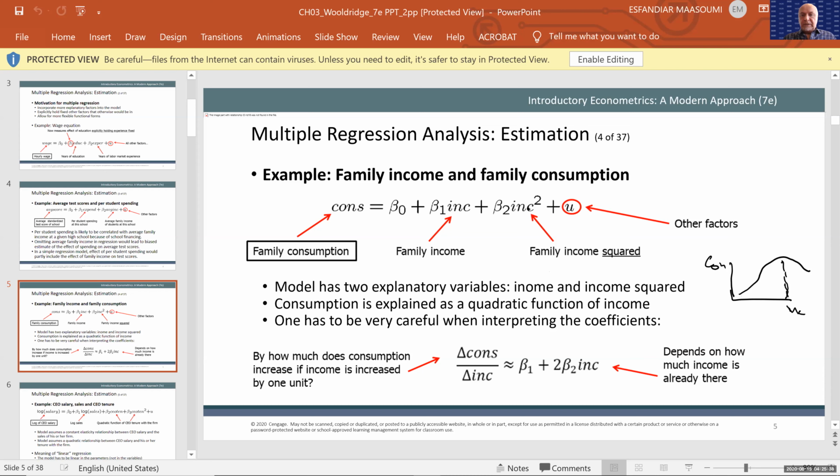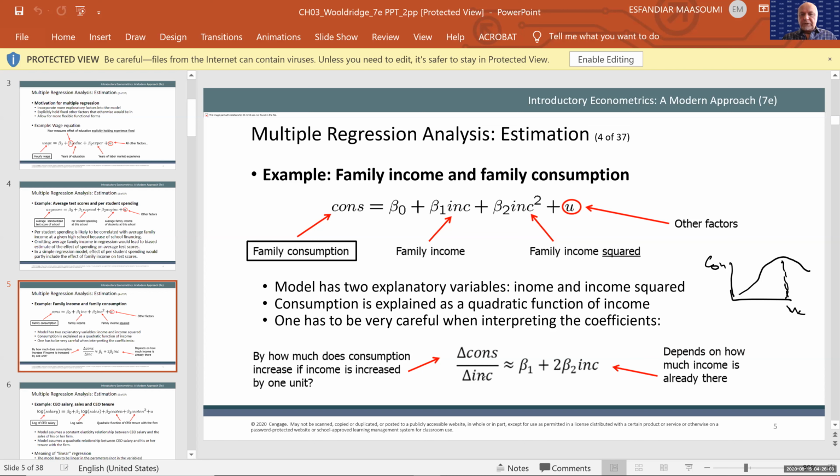So what is the impact of income on consumption in a model like this? It's not just going to be beta, right? You have to take derivatives. The change in this plus the change in income, that's beta 1, plus the change in this is twice beta 2 times income to power 1. That's a derivative of this function.